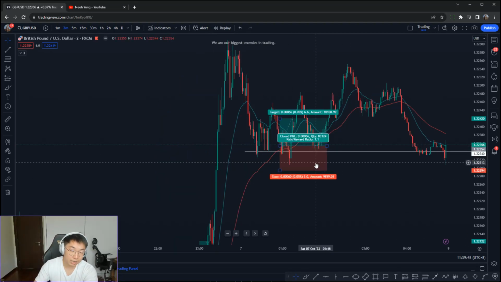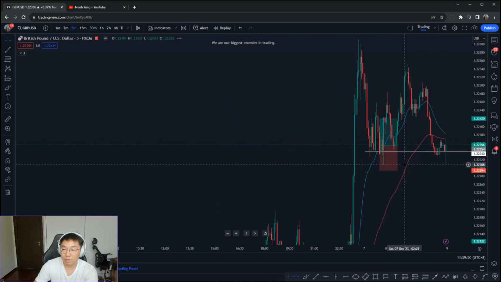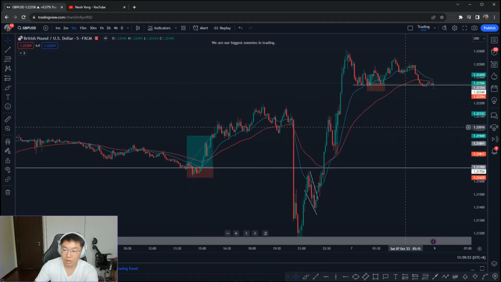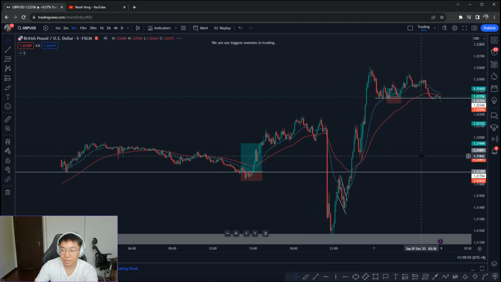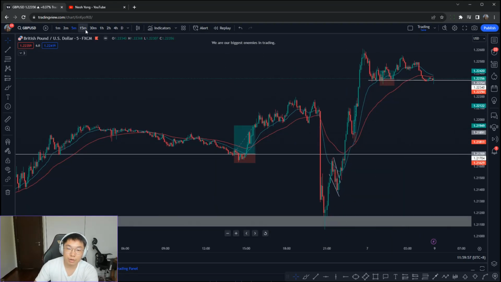6 pip stops, as you can see, very tight. Risk about $300, about 3 to 4% on the account. And overall, that's pretty much it for the week.